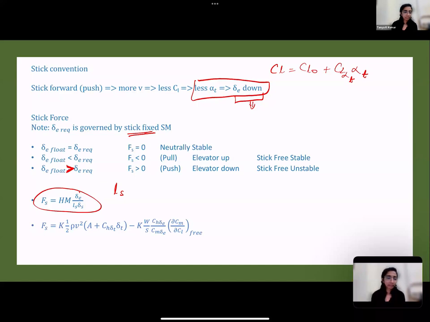I think we discussed this even in the last session. What is LS? Either LS or delta S. Tell me one of those. Try. What is LS or delta S?